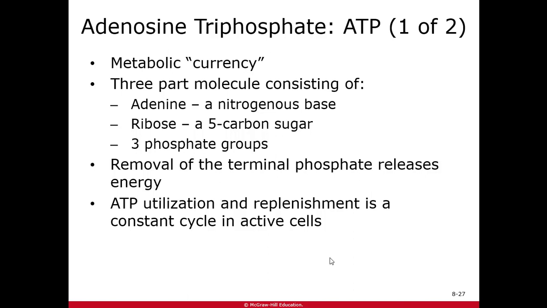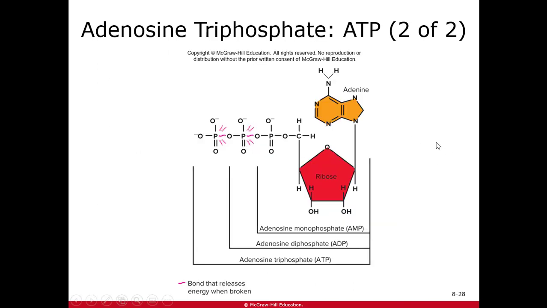Here's my picture, with your adenine, your ribose, and your 3 phosphate groups. Again, the bonds that hold the phosphates together have lots of energy. You release or break that bond, you release the energy. And if you release that last phosphate, it then becomes adenosine diphosphate. You can also release a second phosphate, then it's adenosine monophosphate. Usually just one phosphate is released. And so removing that last phosphate releases lots of energy.